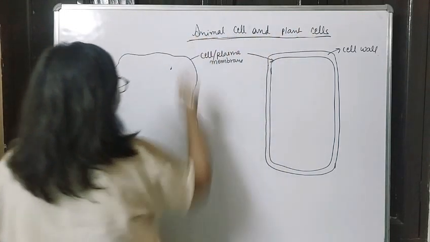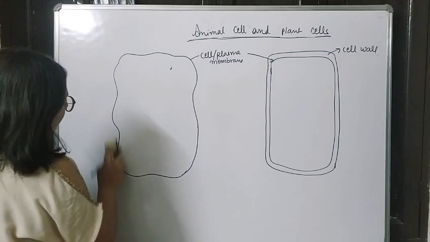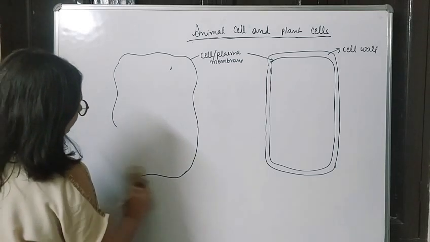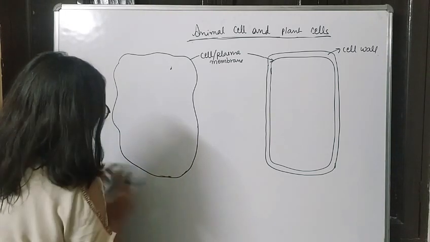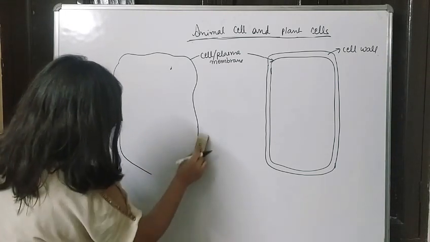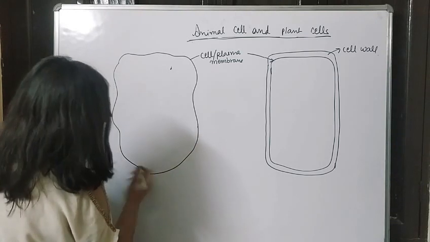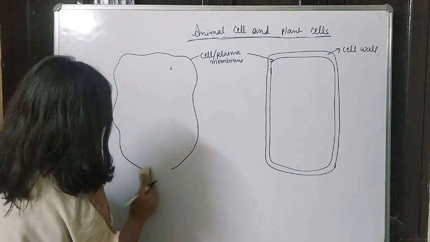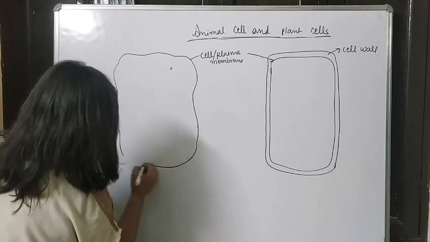If you see the animal cell, it's not properly rectangular in structure, it is slightly spherical, slightly oval in structure. I won't say polygon because polygon is a sided figure. So it's like this moreover.